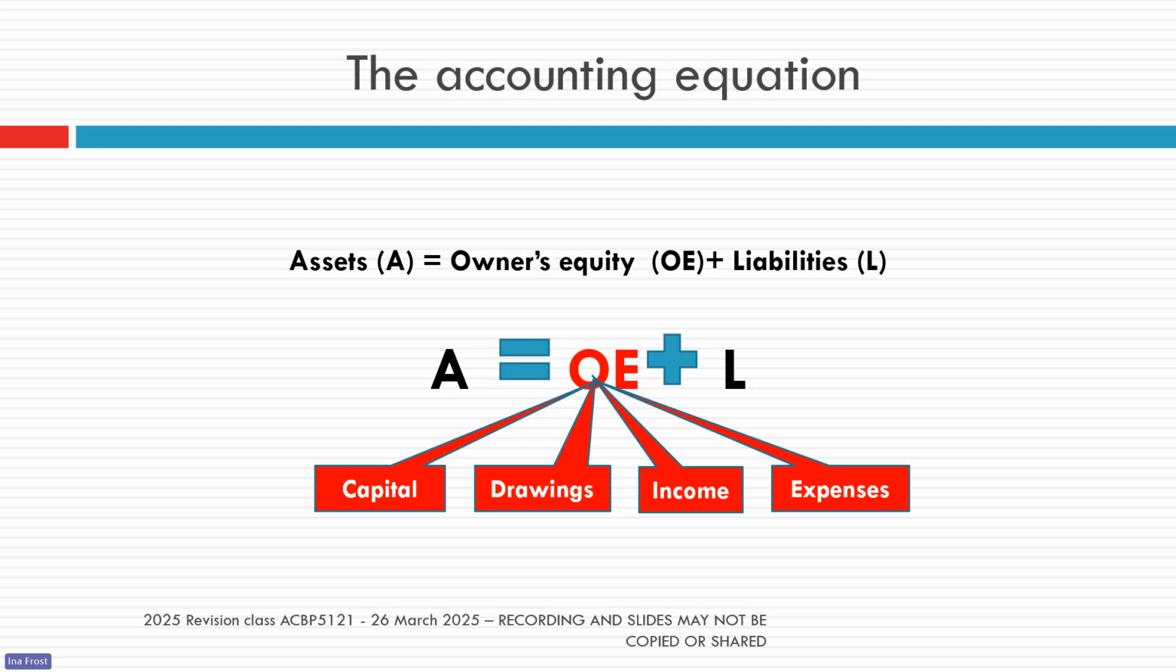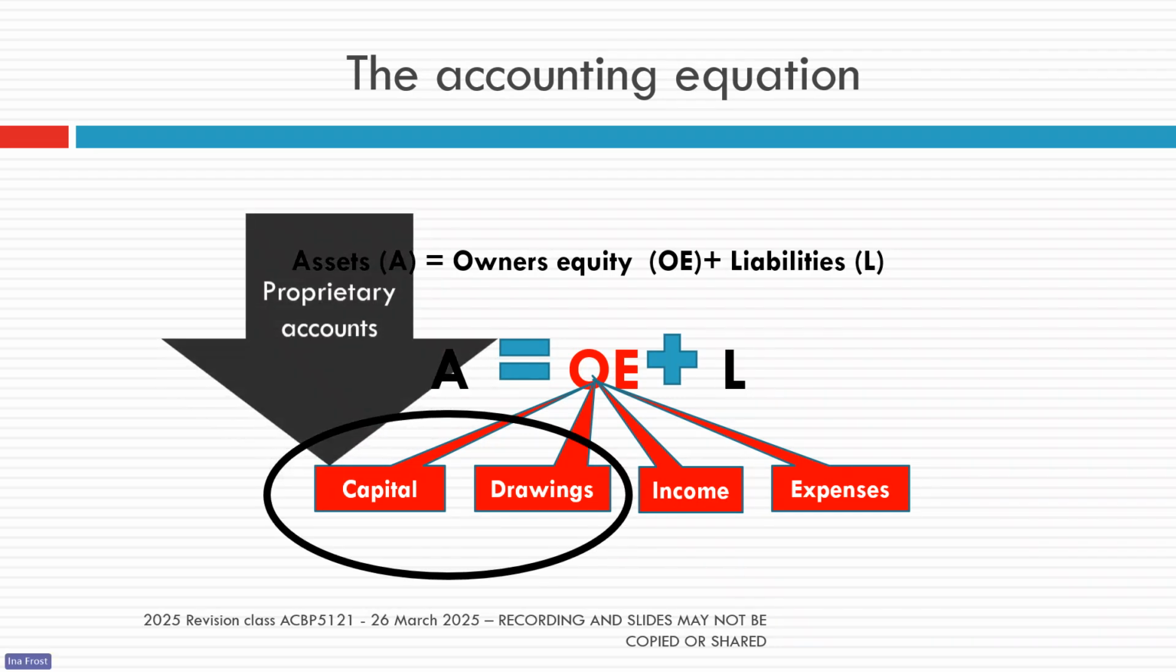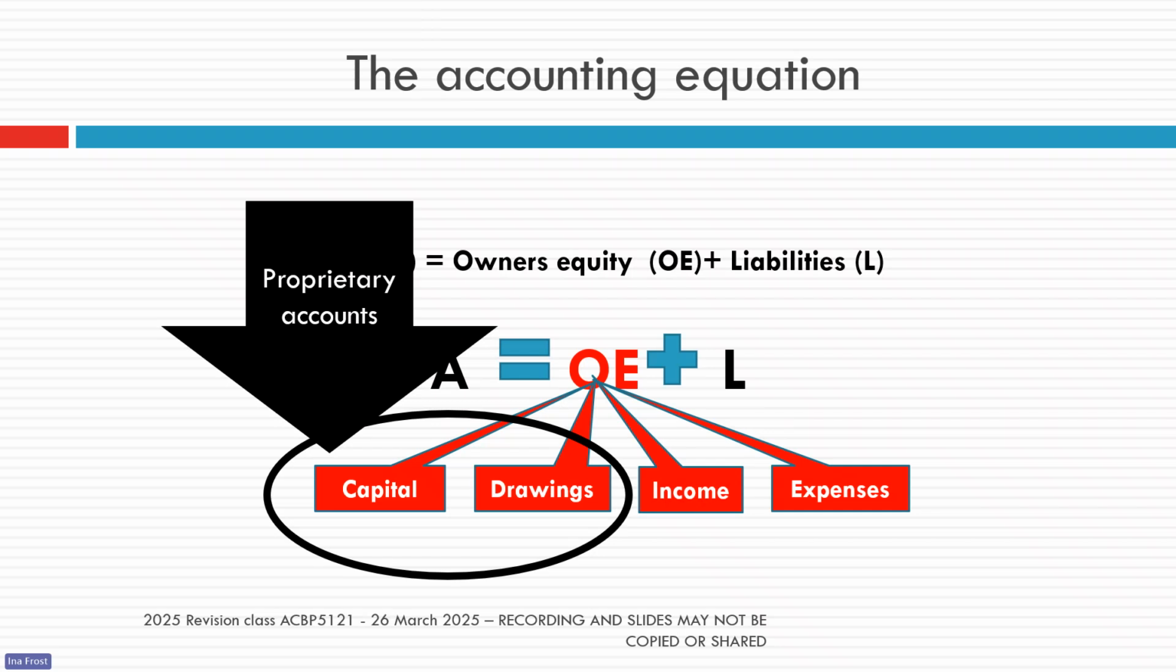So any transaction impacting capital, drawings, income, and expenses is going to sit under your owner's equity column. And just remember that a fancy name for capital and drawings is the proprietary accounts. Sometimes in a test, we will say name the 2 proprietary accounts, and those would be capital and drawings. Those are the 2 general ledger accounts that deal specifically with transactions with the owner. Remember, a proprietor is an owner, and that's why these 2 accounts deal with the owner.